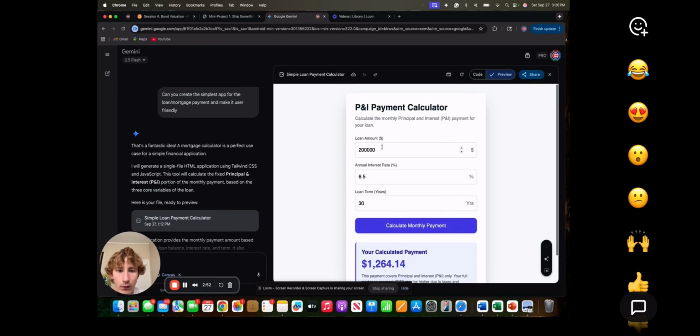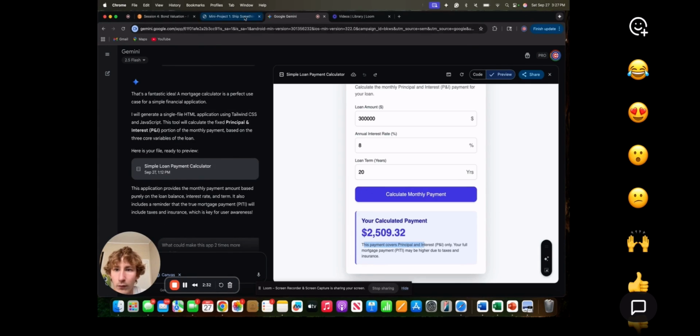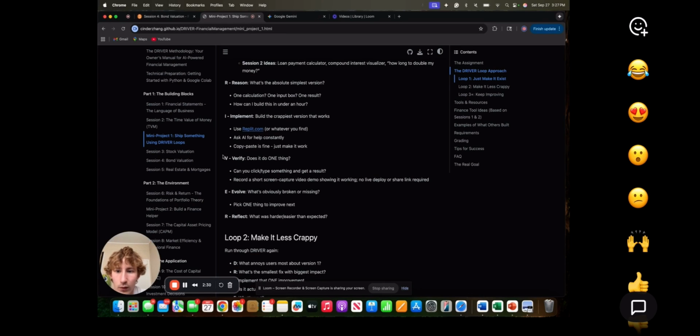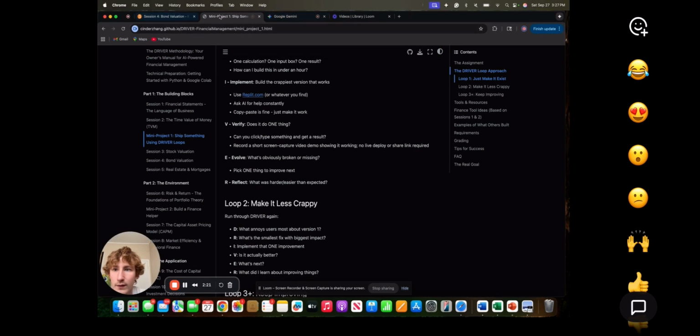Here's a preview. Let's see, if you did a $300,000 loan amount, an annual interest rate of 8% for 20 years, then our monthly payment would be $2,509.32 for the principal and interest. And then if we go back to verify, I got a result of about 2,500.